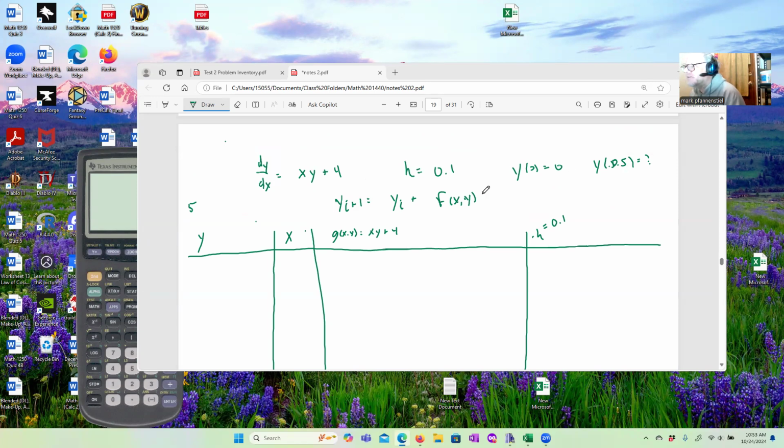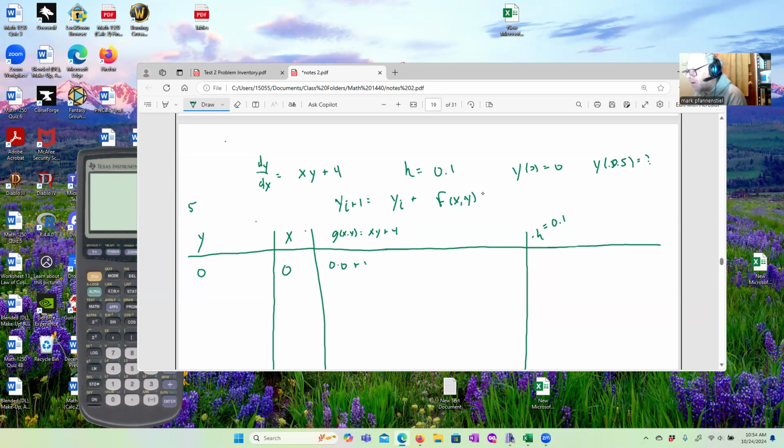Okay, so what's our starting condition? We have x and y are both equal to 0. Okay, y of 0 is equal to 0. So that's our starting spot here. Then we're going to have g of x, y. So we have xy, x times y, plus 4.